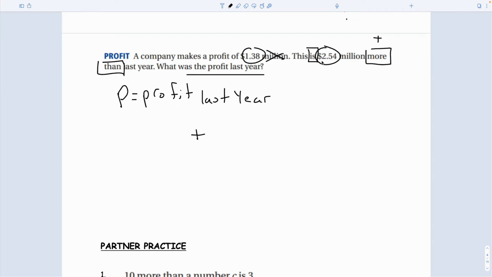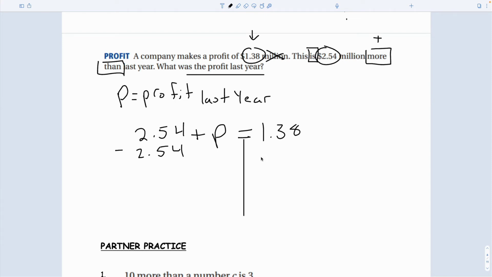Something is 2.54 million more than the profit last year. So if you take 2.54 and you add it to the profit last year, it is this number. 1.38 is 2.54 more than the profit. Something weird is going to happen in this problem that's unfortunate about the company last year. We'll see. They may not have made it last year.